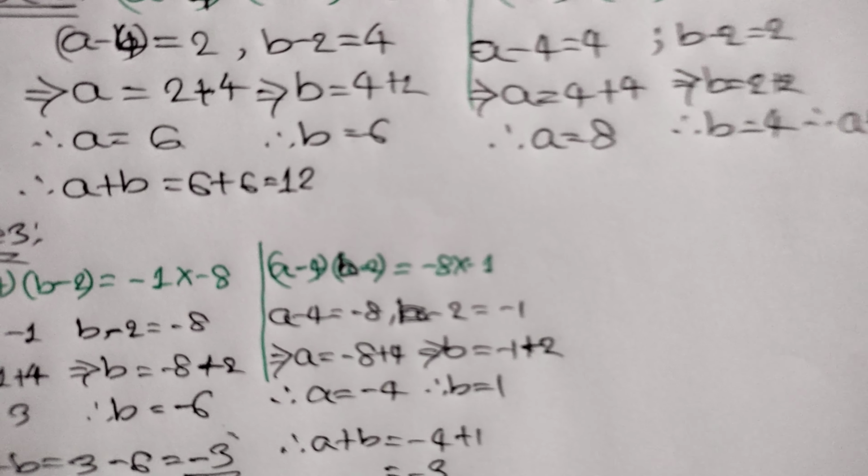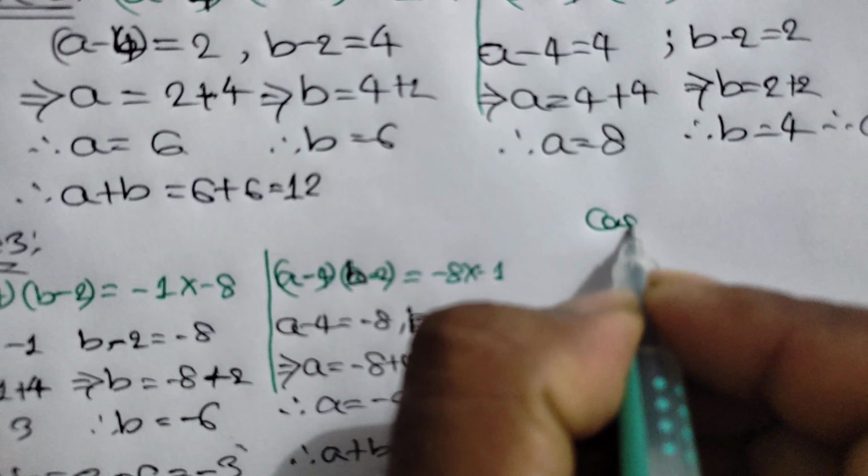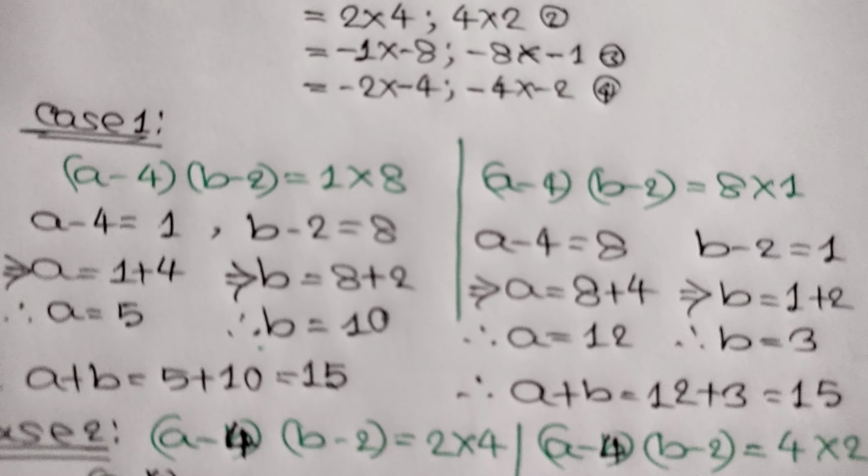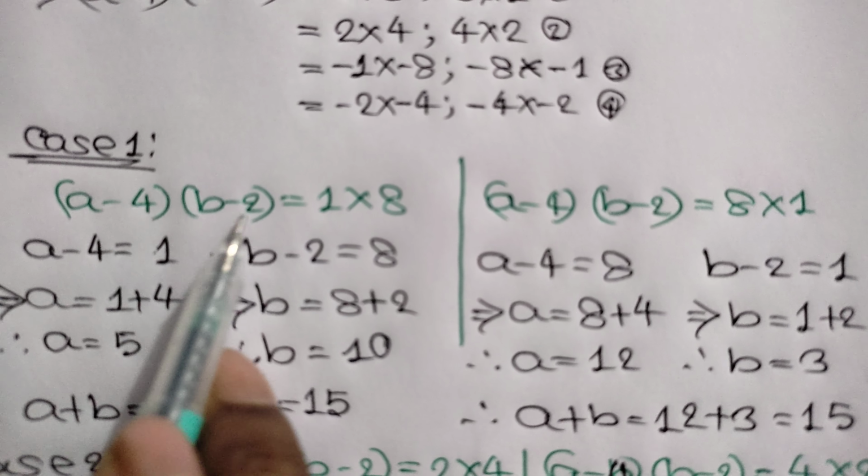Now case 4, we can write a minus 4 times b minus 2 is equal to negative 2 times negative 4.